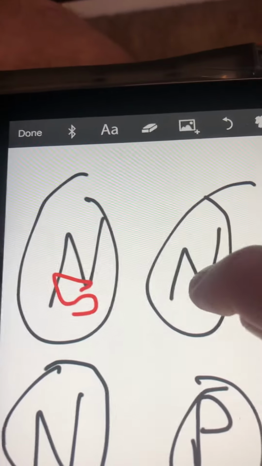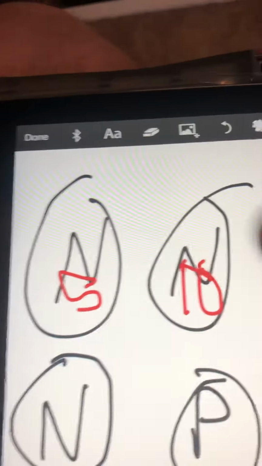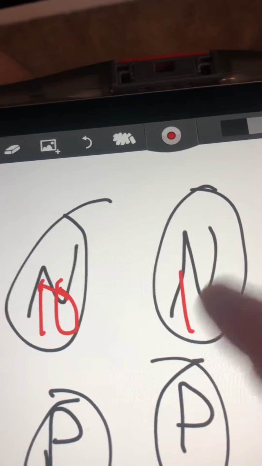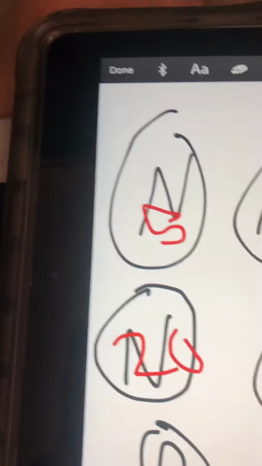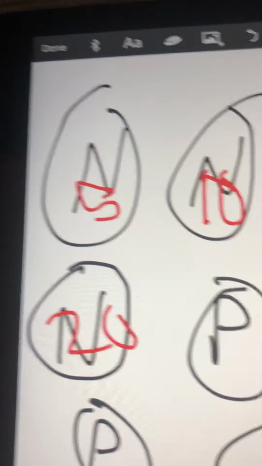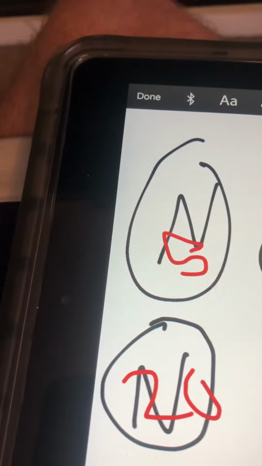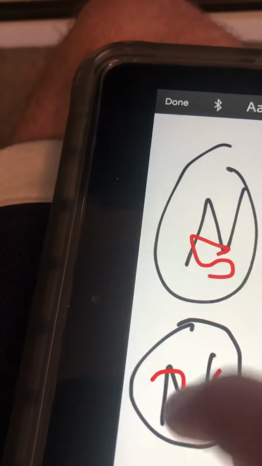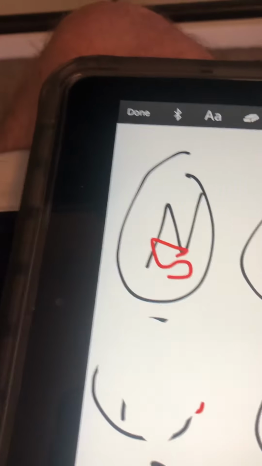If we had another nickel, we get to 10. 5, 10, 15, 20. Now there's a problem here. Remember, our goal is to get to 17 cents. Well, 20 is more than 17. So we took that too far. So we're gonna have to get rid of that one.